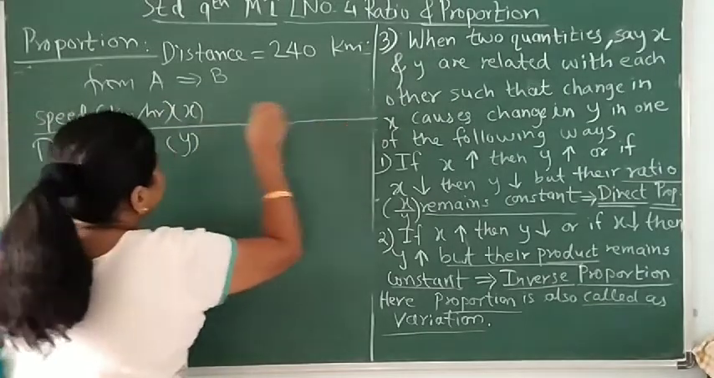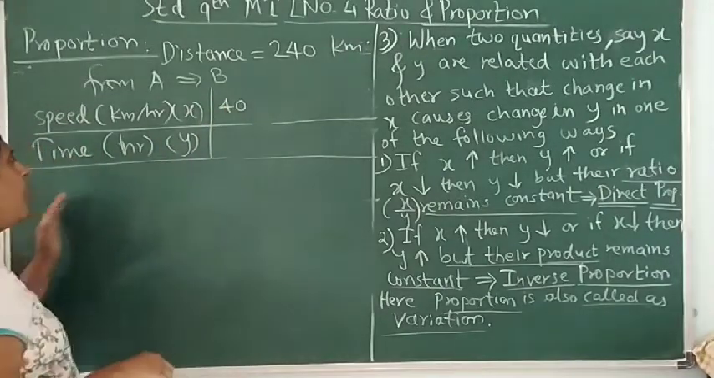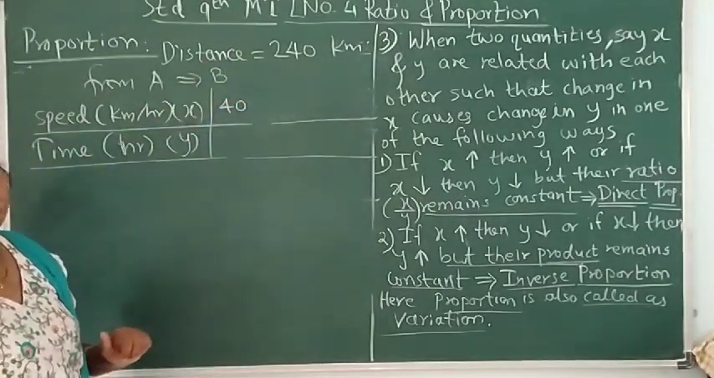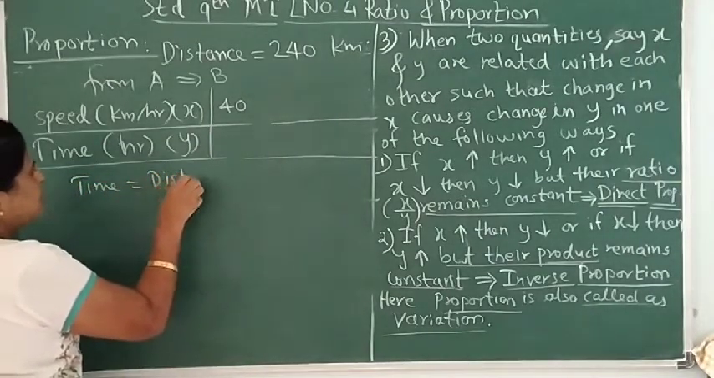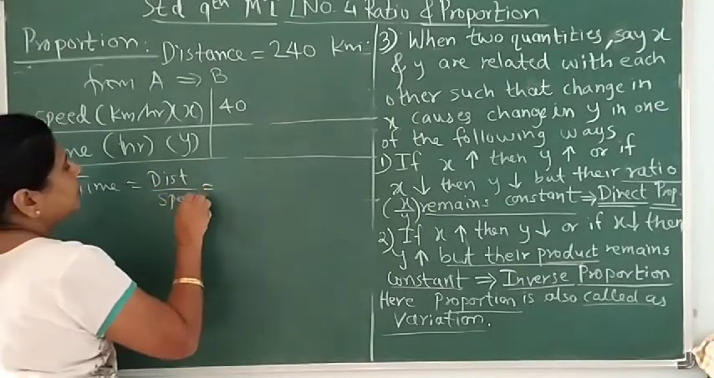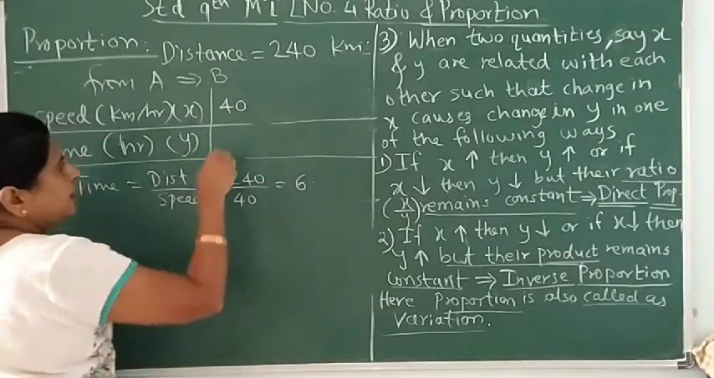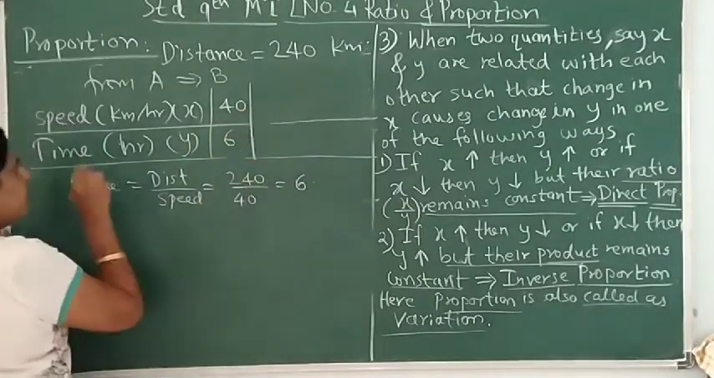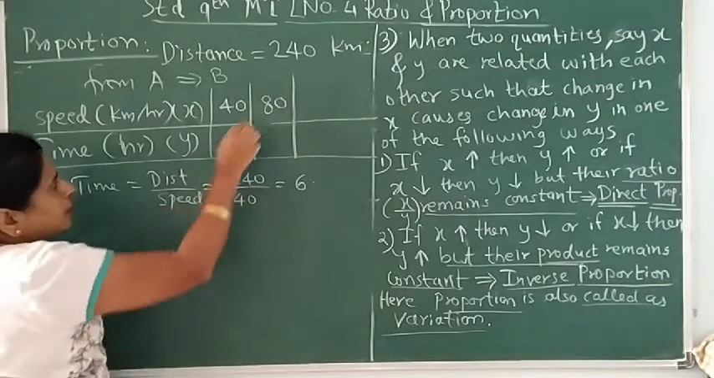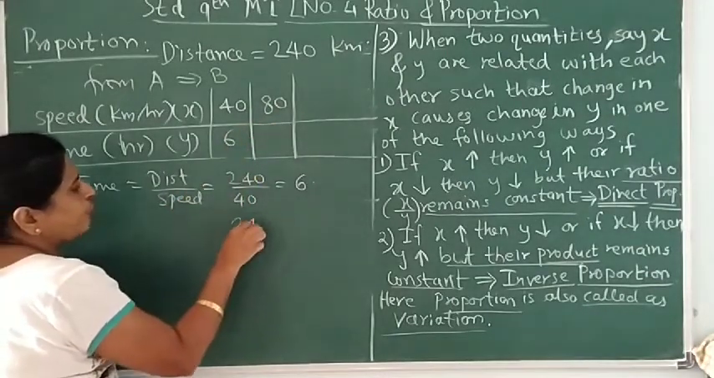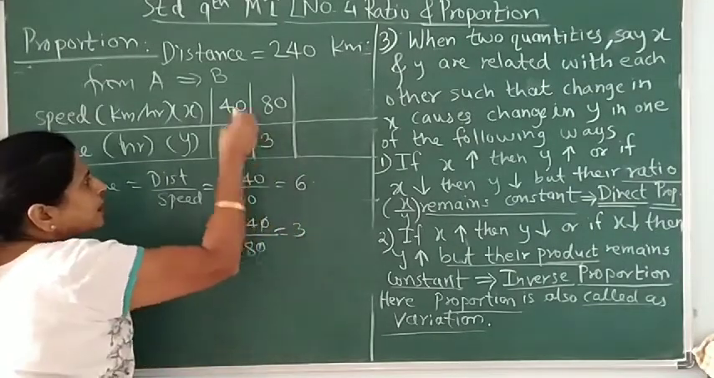Suppose the car is traveling at 40 kilometers per hour, then how much time will be required to travel the distance of 240? We know that time is calculated as distance upon speed. So if you divide 240 by speed 40, the answer is 6 hours. But if the speed is increased to 80, then how much time will be required? In that case, 240 divided by 80 is 3 hours. So the car will take 3 hours.